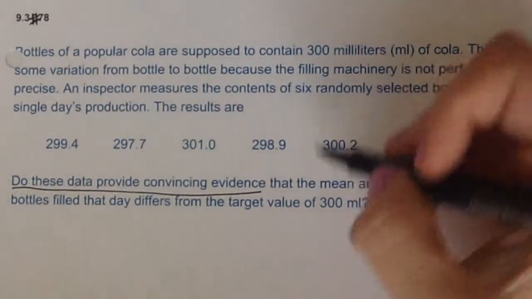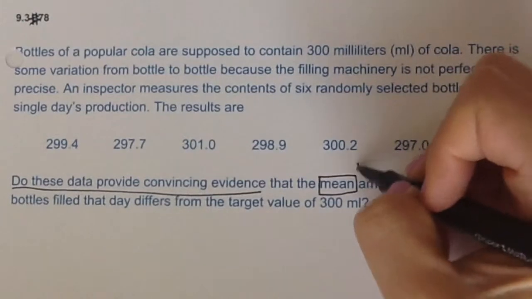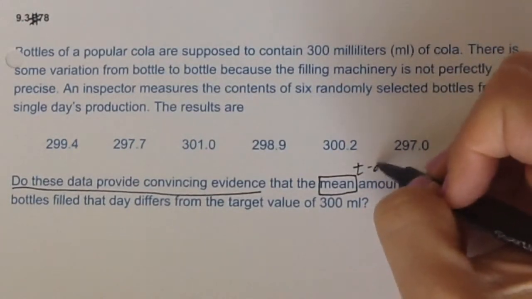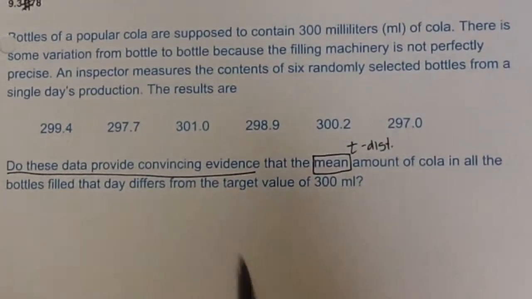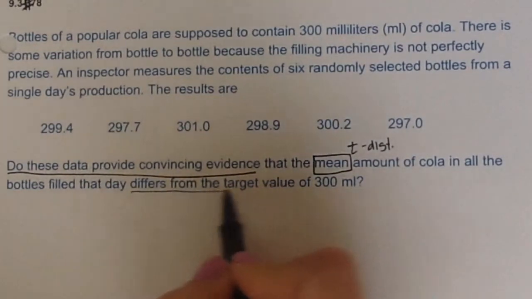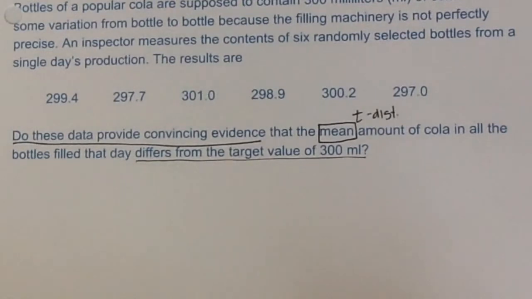The other thing is that they're telling us that we have a mean amount. So as soon as you read there's a mean, you should start thinking of doing a t-test and having a t-distribution. Then from there, you're going to want to keep track of everything that goes along with it. So we're checking to see if it differs from the target value of 300 milliliters, because that's what we're looking for. That's where we're going to get our hypotheses from.